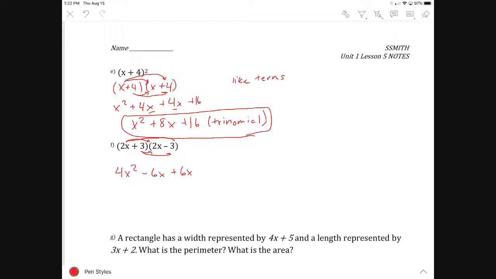So we're going to combine like terms again, just like we've been doing. So if we combine like terms, we have 4x squared by itself. Then we have a negative 6x and a 6x. That means it's going to cancel out and just give us 4x squared minus 9, which is a binomial.